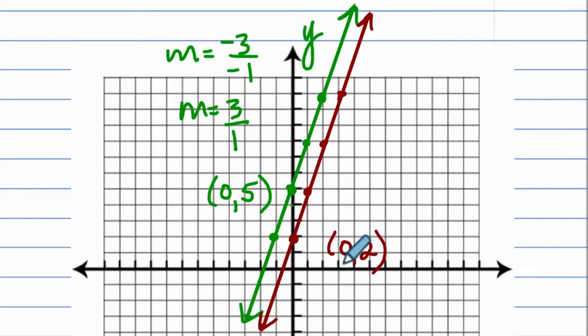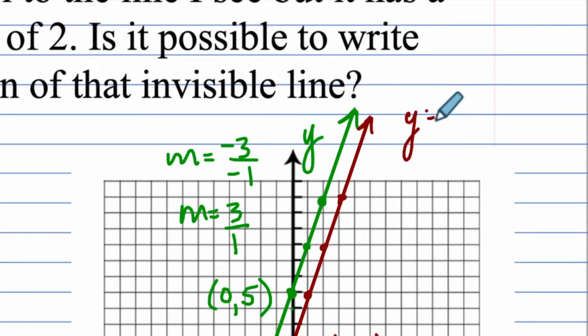The answer is yes then. It is possible to write the equation of the line, and it would be y is equal to the slope times x plus 2. Slope is 3, y-intercept is 2.